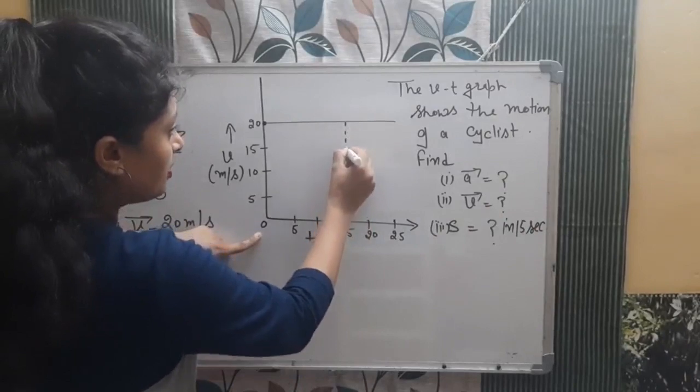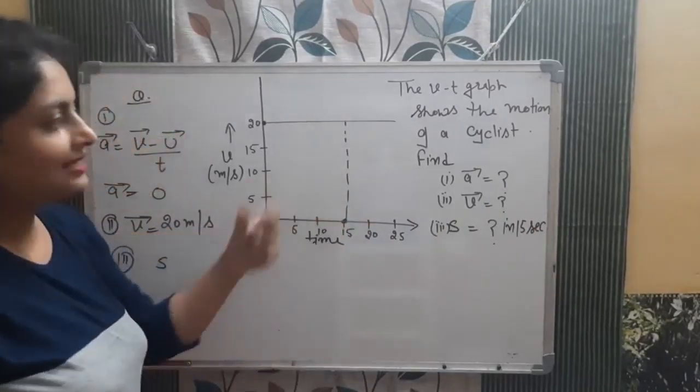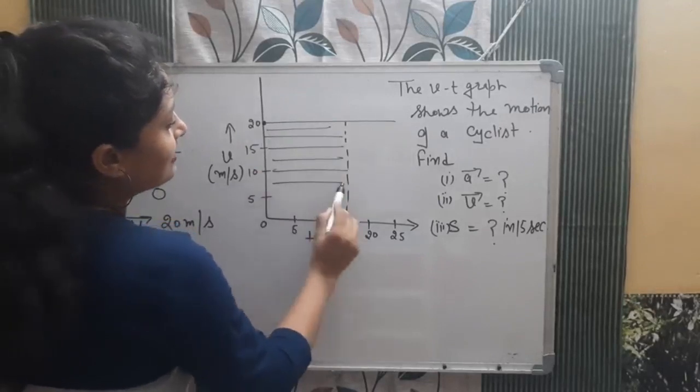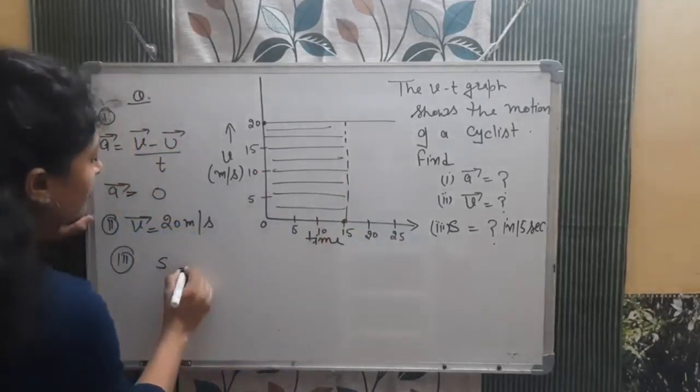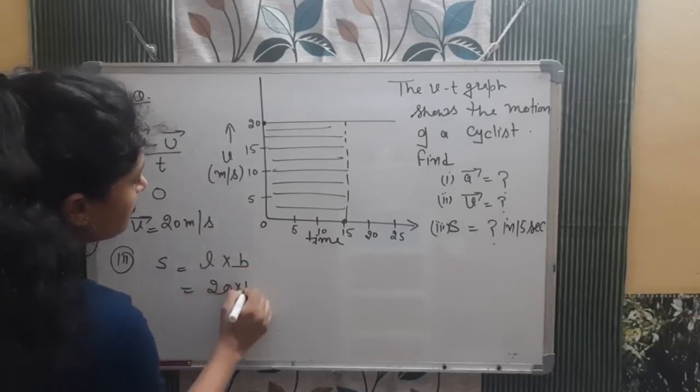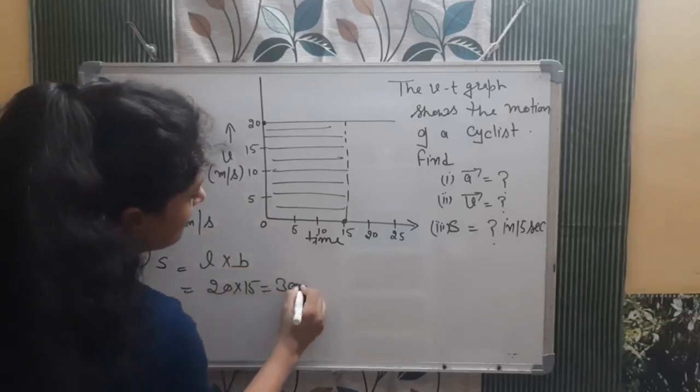Draw perpendicular from here. Distance VT graph में कैसे निकालते हैं? Area under the curve. So up to here, calculate this area. This is looking like a rectangle. So what will happen? Length into breadth. Length is 20, breadth is 15. So what will this be? 300 meter.